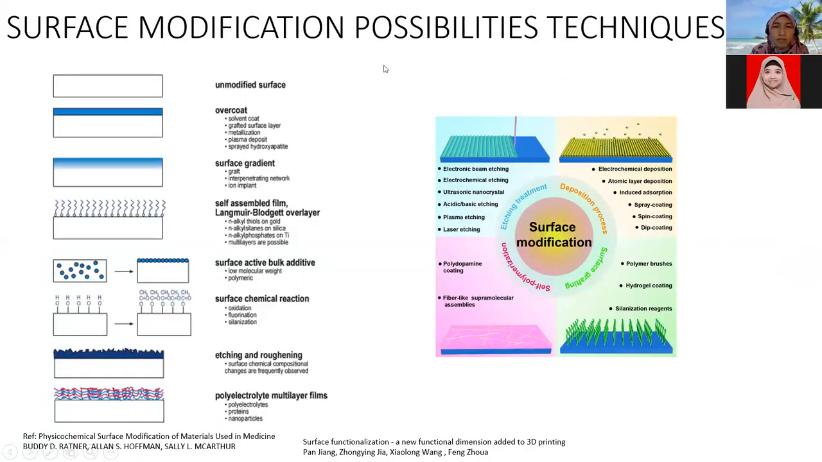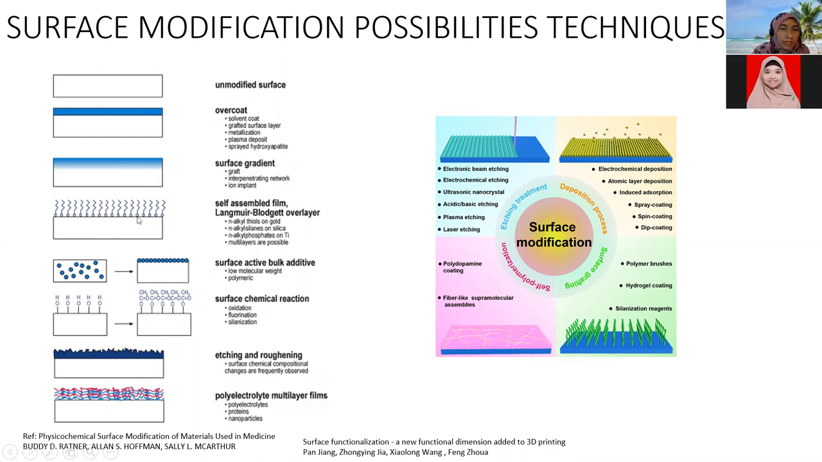Okay, these are the surface modification possibility techniques, just now, surface functionalization. So this is an unmodified surface. You can coat it using solvent coating, grafted surface layer, metallization, plasma deposited, sprayed hydroxyapatite. This is surface gradient by grafting, when you say grafting, this is when you deal with polymer, interpenetrating network, or ion implant.